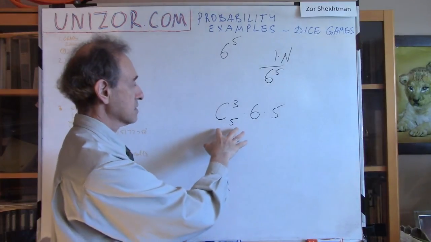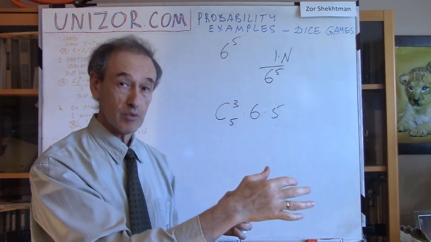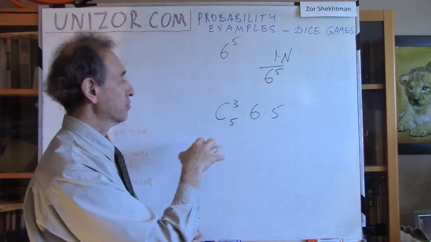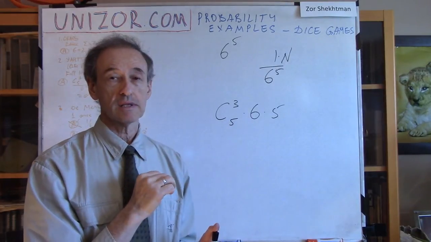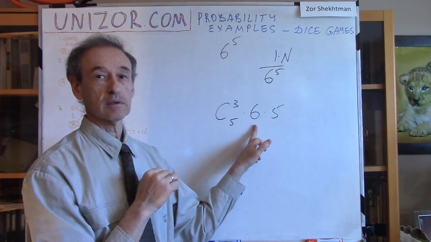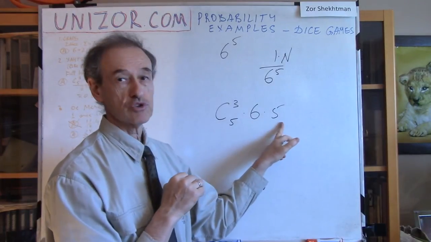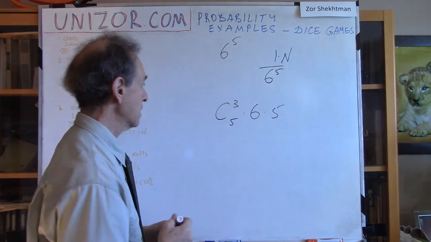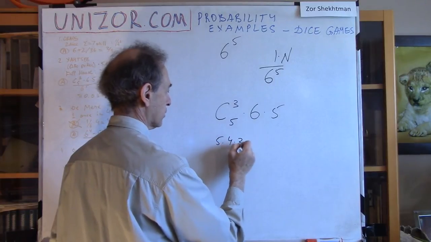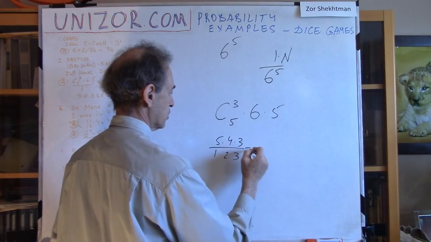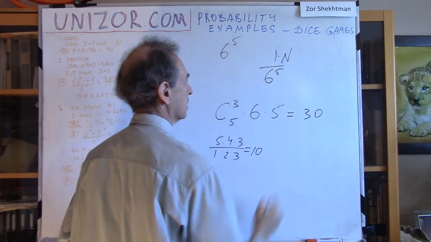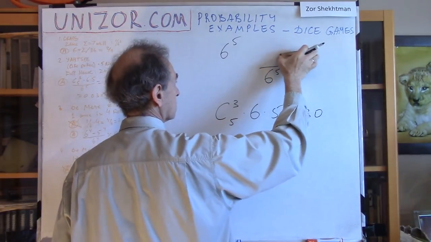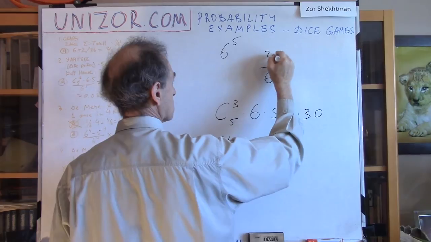So I choose a certain number of triplets out of my quintet. Then, as soon as I chose a particular triplet, I have to choose what exactly the number is there, and I have that many numbers to choose from. And then I have to choose the number for the remaining pair. Now, this is 5, 4, 3, 1, 2, 3, which is 10, so this is 30. So my answer, my probability of this event, is 30.